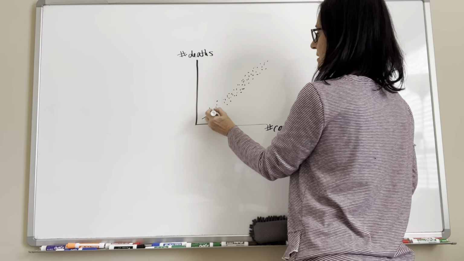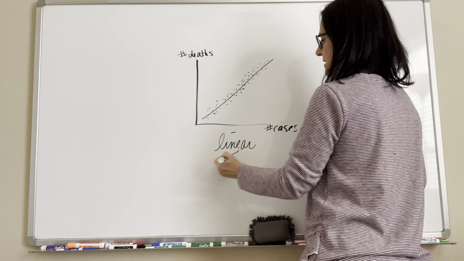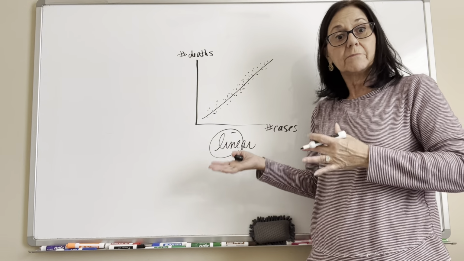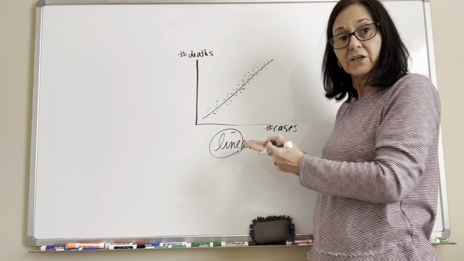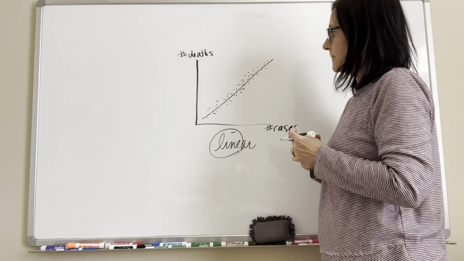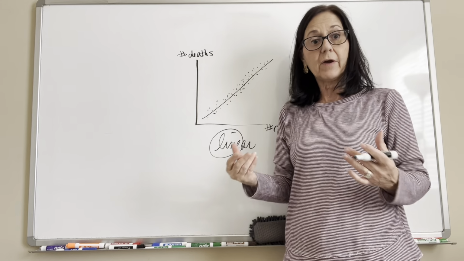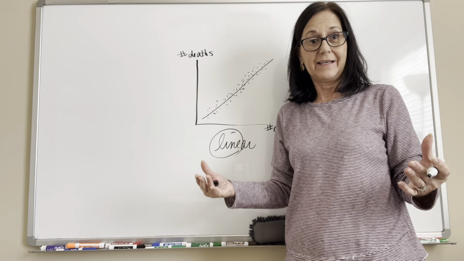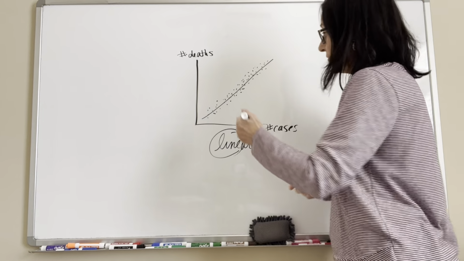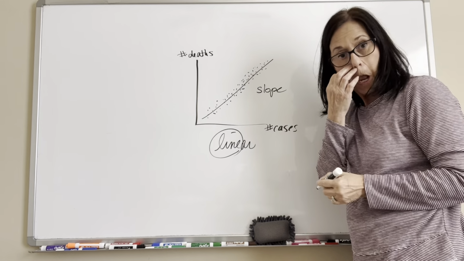Remember, linear is just a line. Linear means line. Such that there's some direct relationship. As the number of cases increased, the number of deaths increased. That was the case early on with the pandemic. And so they would use this to say, okay, well, how is it increasing? And that's the slope. What is the relationship? The relationship would have been your slope.